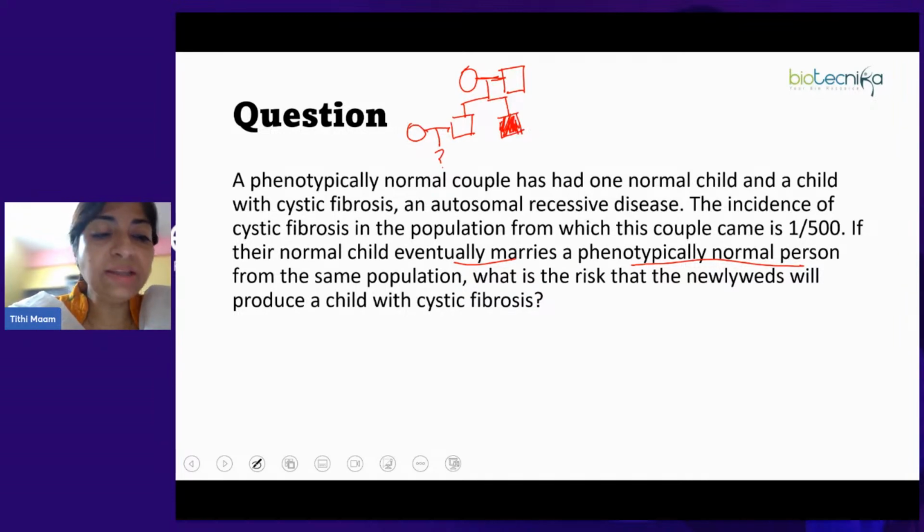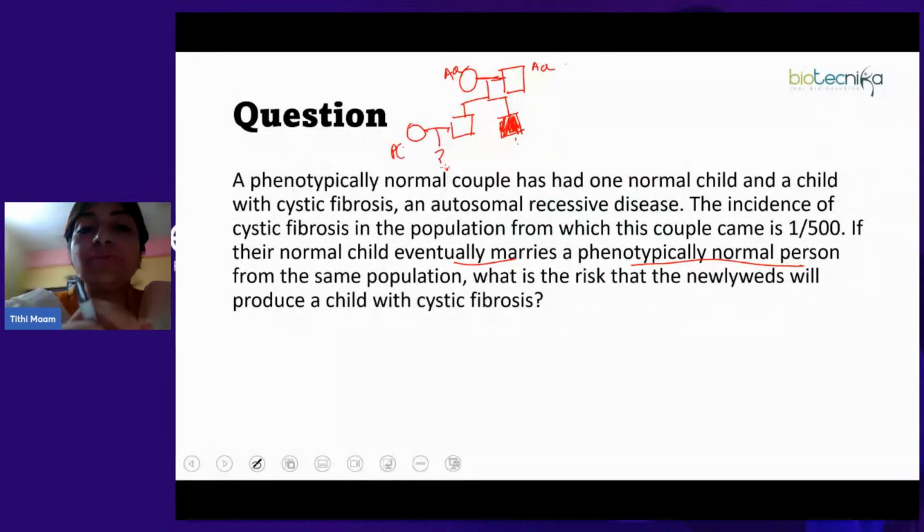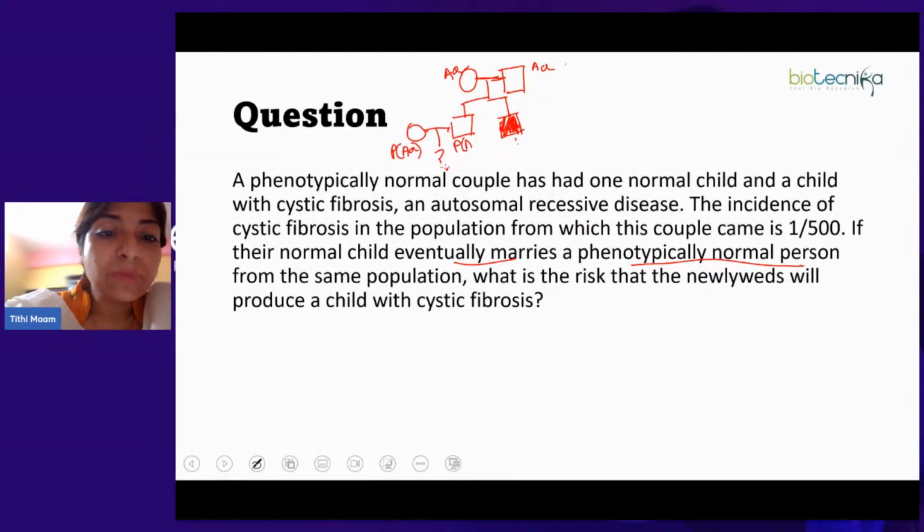If this person is affected, it means this person has two recessive alleles. So if both the parents are normal and they have a child with cystic fibrosis, both of them are heterozygotes. Now for the child of the newlyweds to be homozygous recessive, both of its parents are normal, right? So for this child to be homozygous recessive, both the parents have to be heterozygote. Now, what is the probability for them to be heterozygote? That is what we have to calculate first.